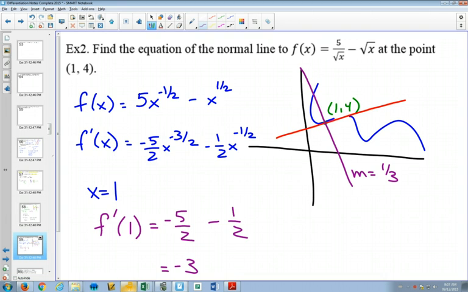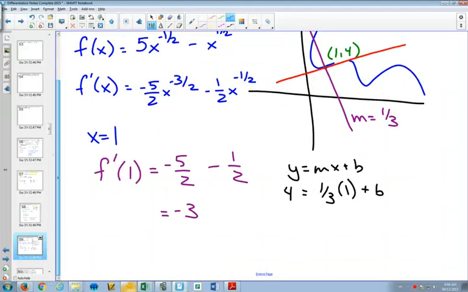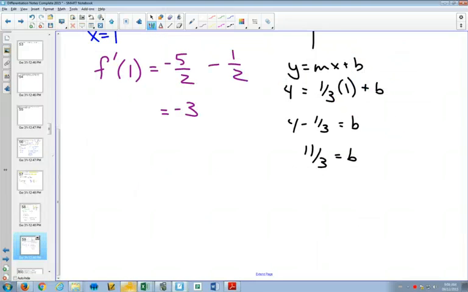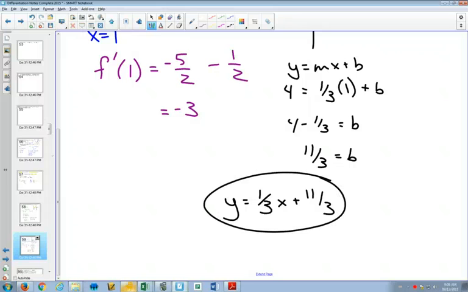Now we can go to y equals mx plus b. We know our slope of our normal is 1/3. We have our point when x is 1, y is 4. Four minus 1/3 will be our b value. 4 is 12 over 3. So our b value is 11 over 3. And we have our equation of our normal.